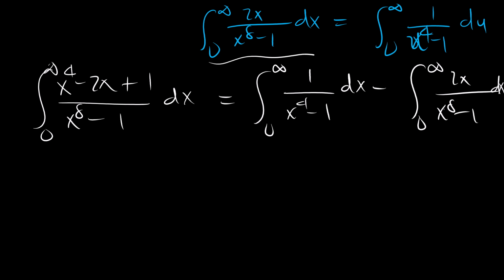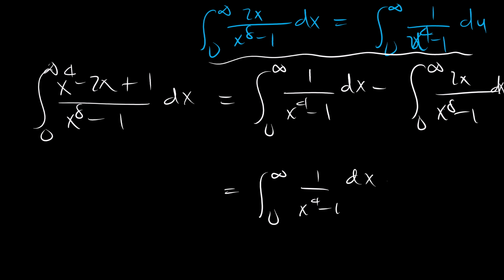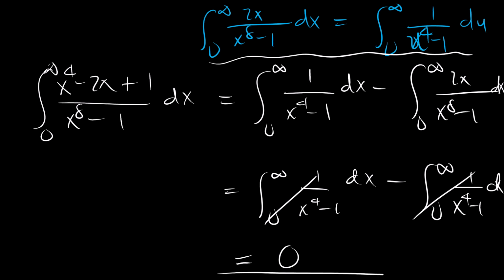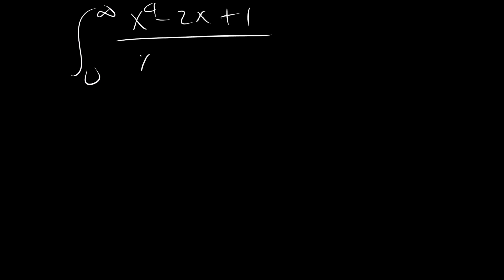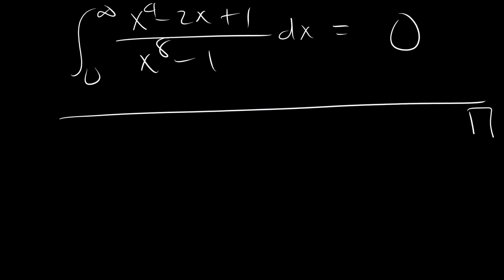But from this relationship here, we can see that this is the same as minus 1 over x to the 4 minus 1 dx. So this cancels and the problem goes to 0. And so what that tells us is that from 0 to infinity, when we integrate x to the 4th minus 2x plus 1 over x to the 8 minus 1, that is the same as our 0.